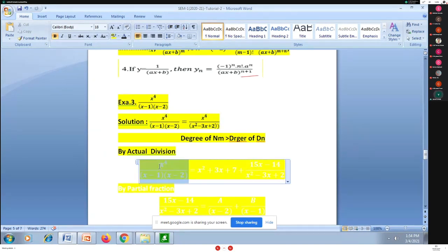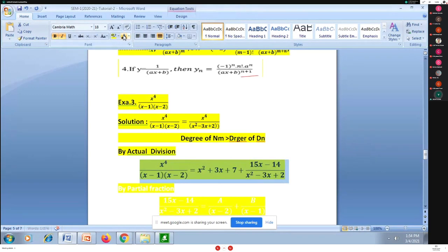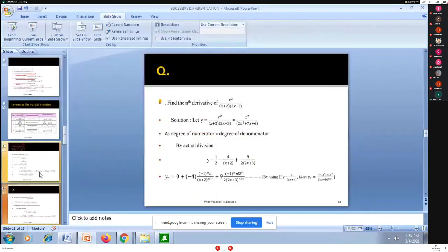You will proceed for actual division again, students. Yes, now here you have degree of numerator 4 and degree of denominator 2. Again you have to proceed for actual division, and from that only you will get this step. Writing this step correctly is very important, because after that only you can proceed for partial fraction.